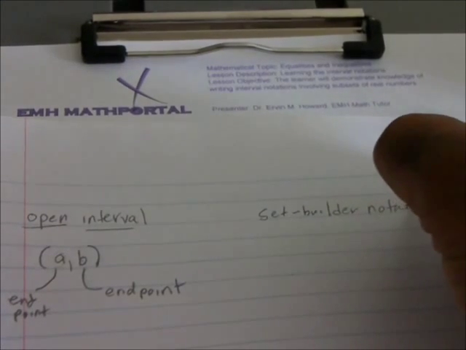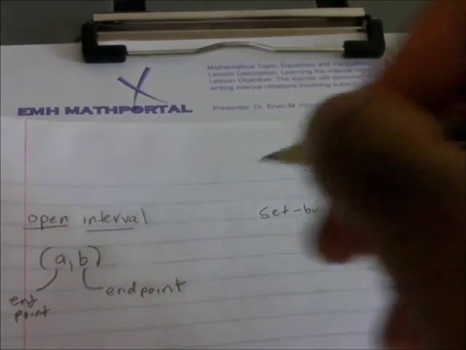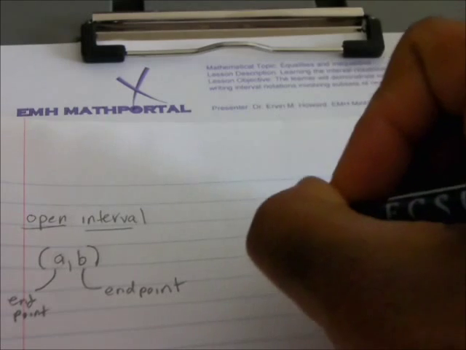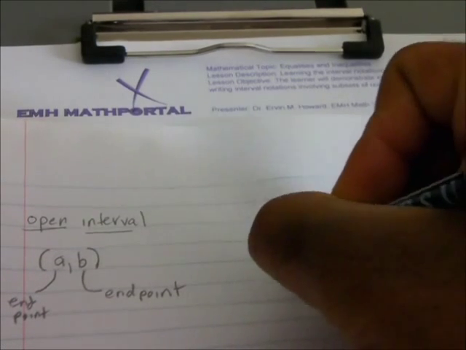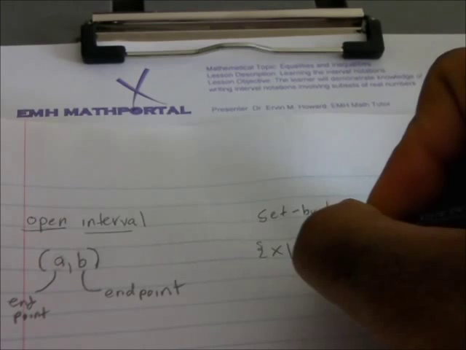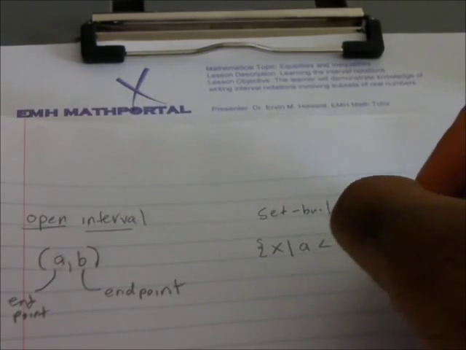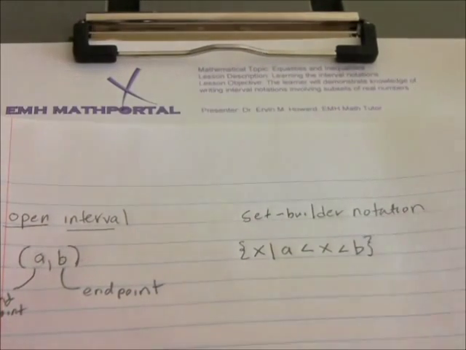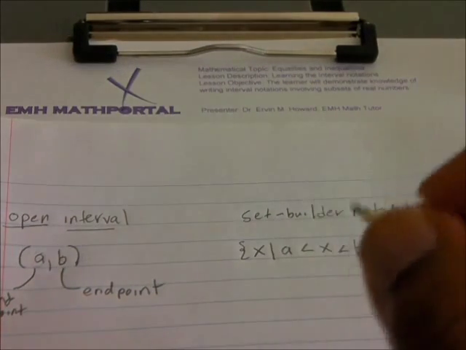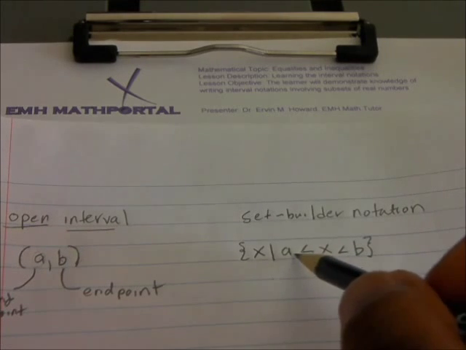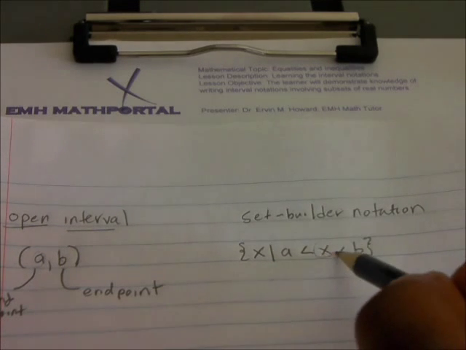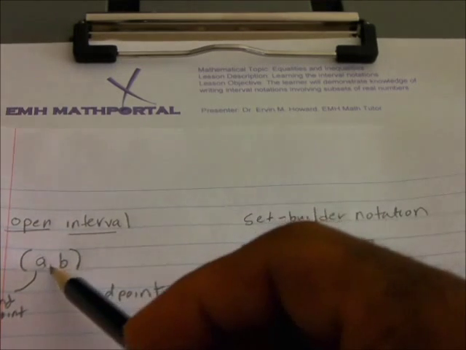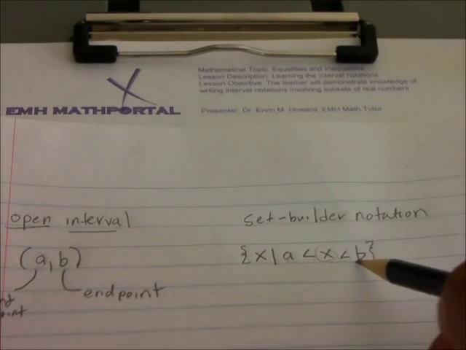Hope you can see that. The set builder notation is defined as the set of X such that A is less than X, less than B, and then close with the squiggly parenthesis. I call it a squiggly parenthesis. But anyway, for any number in between A and B, A is less than whatever number is in between in the interval, and then X is less than B.